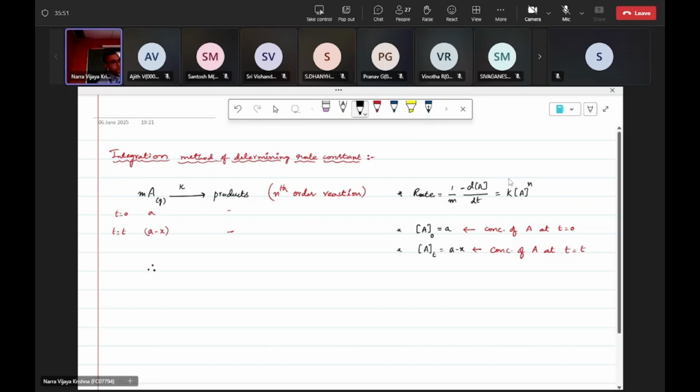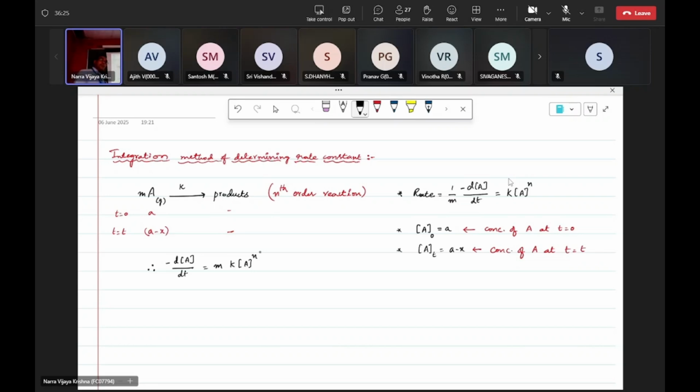Therefore, minus dA by dt is equal to m into k into concentration of A power n. Can I write it? Minus dA by dt equal to m into k into A power n. What is m? Stoichiometric coefficient. What is n? Order. Correct? No confusion now.